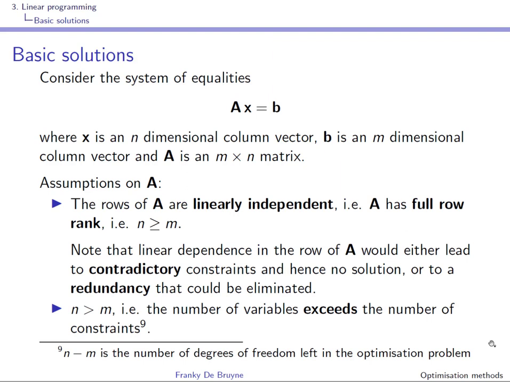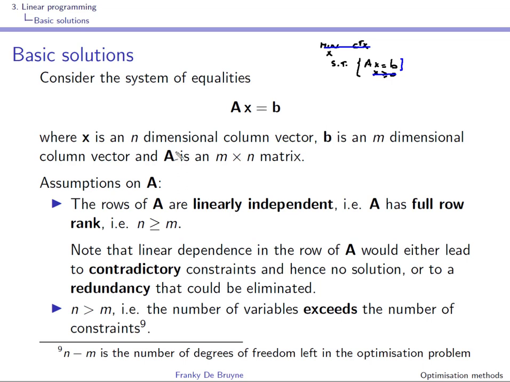Remember that our linear program can be written in standard form, so it's the minimization of c transpose x. We have constraints Ax = b, so equality constraints, and we have of course the non-negativity constraint on x. So what we'll do for the moment is forget about the minimization and forget about the non-negativity, and we'll look at this system of equations, right?